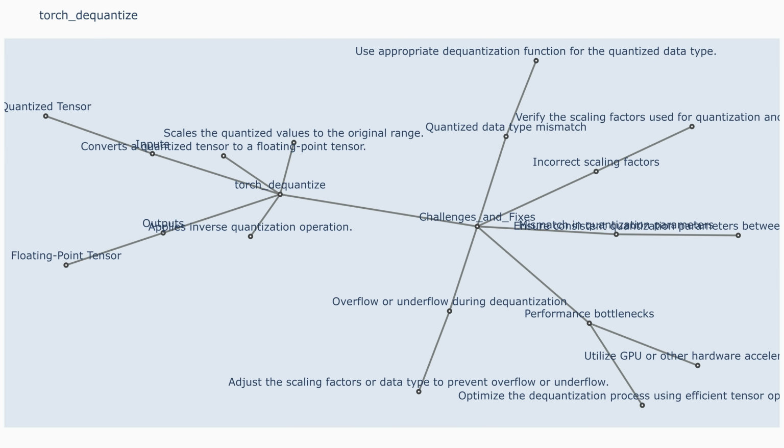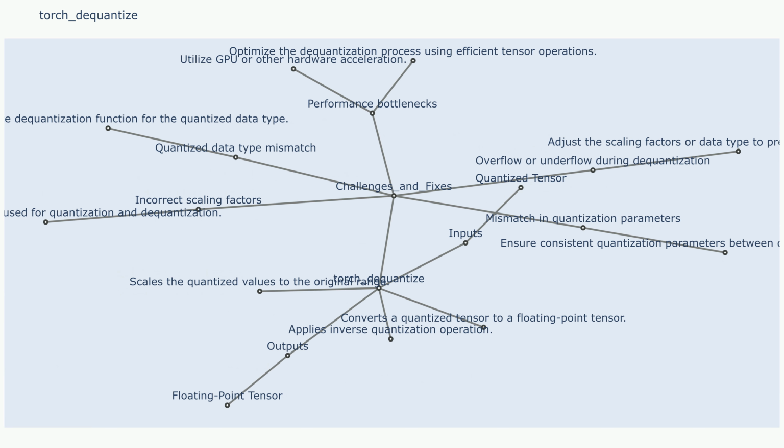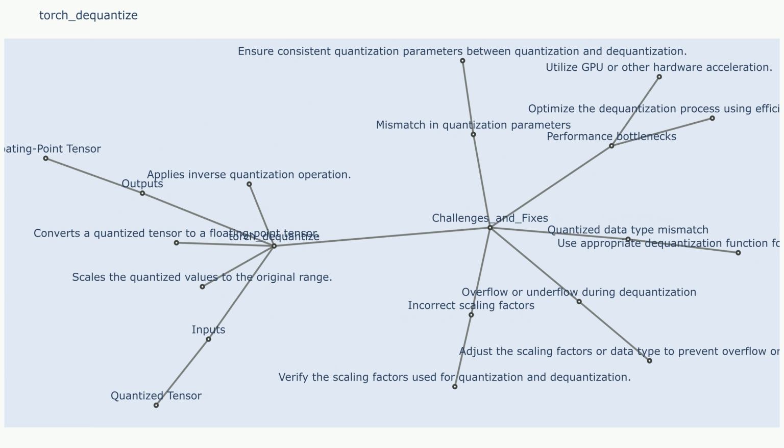Torch dequantize. Description: the torch dequantize function in PyTorch is used to convert a quantized tensor back to a floating point tensor. Quantization is a technique used to reduce the memory footprint and computational cost of models by representing values with lower precision. However, for operations requiring higher precision or compatibility with other libraries, dequantization is necessary.